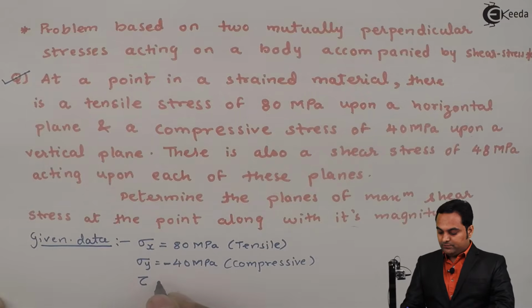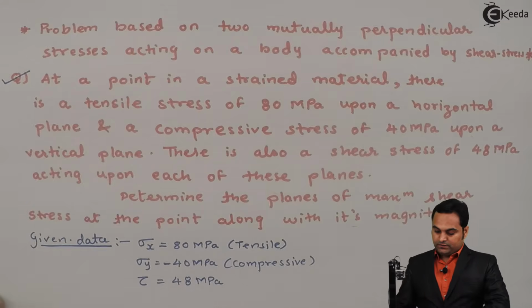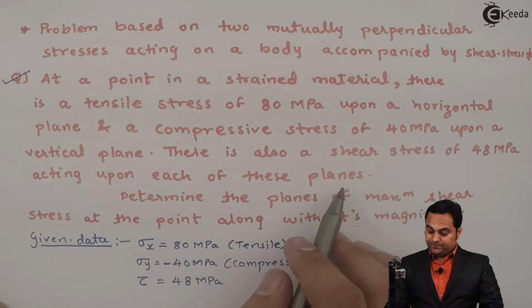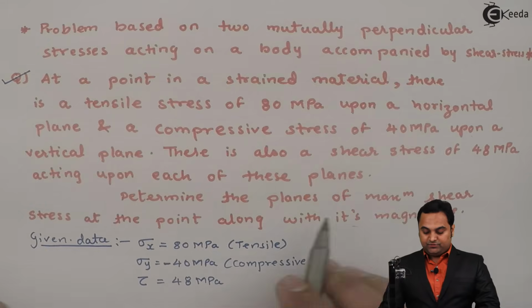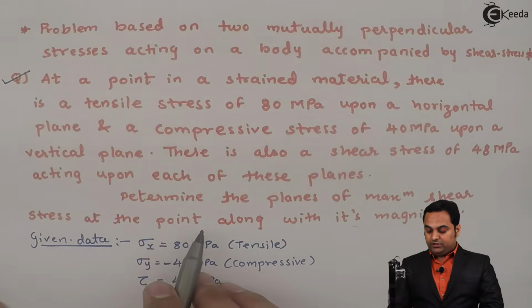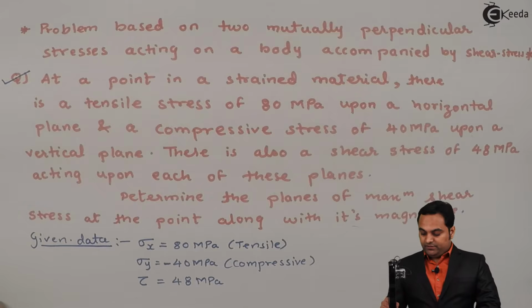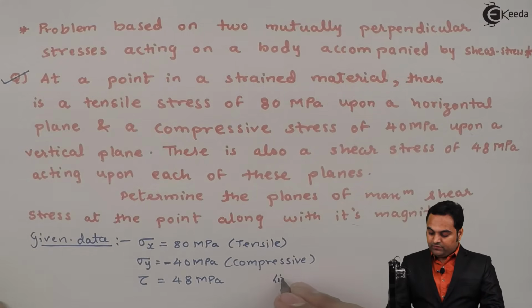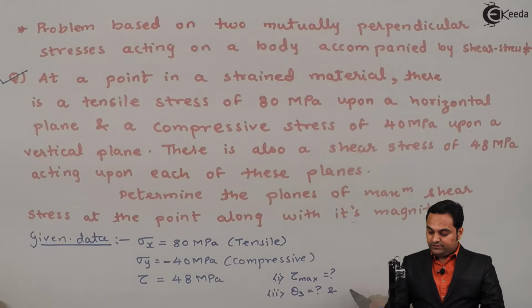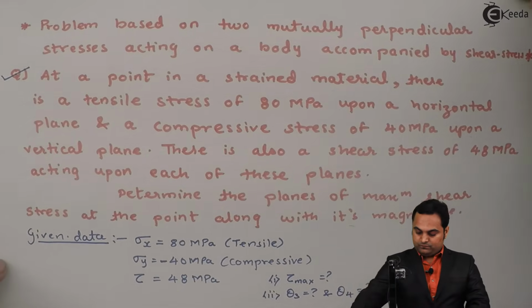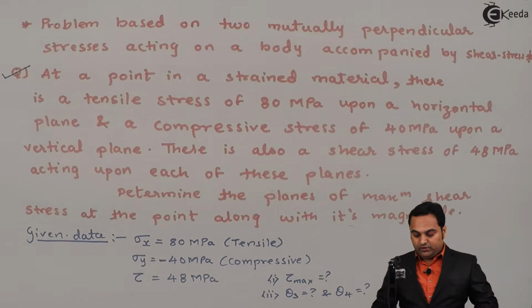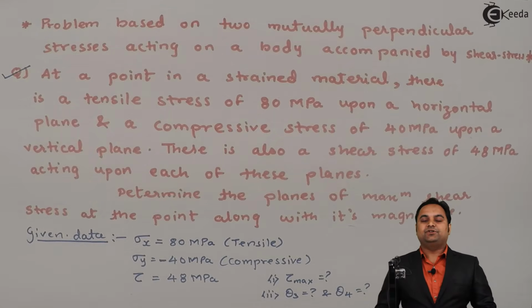Shear stress, I'll denote it by tau. It is 48 megapascal. Acting upon each of these planes, determine the planes of maximum shear stress at the point along with its magnitude. Means here in this question, we have to find out the maximum shear stress and its location, which is given by theta 3 and theta 4. So now, with the data available to us, let us try to get the solution to this problem.